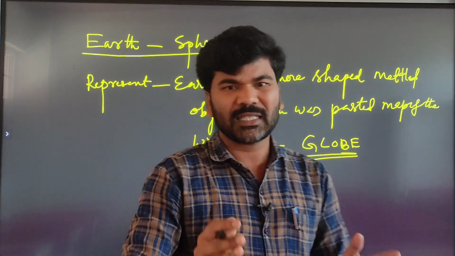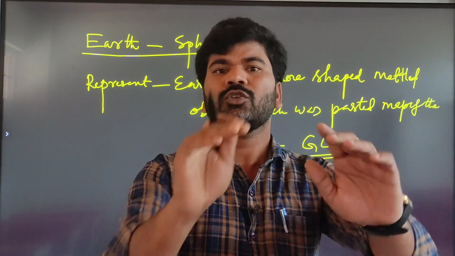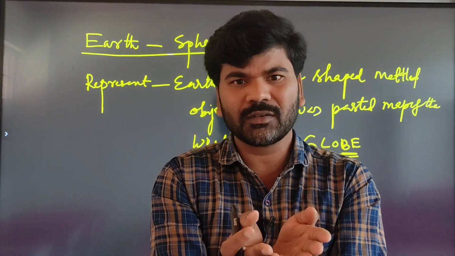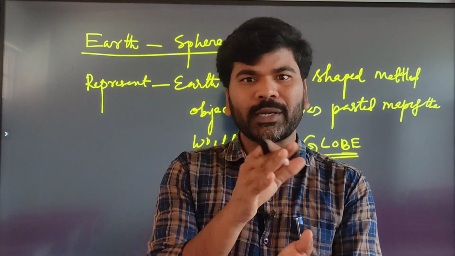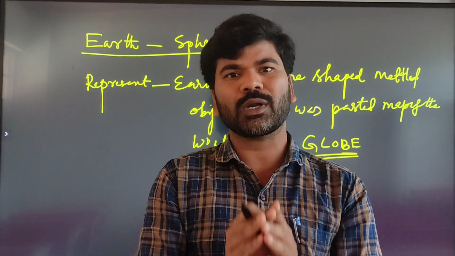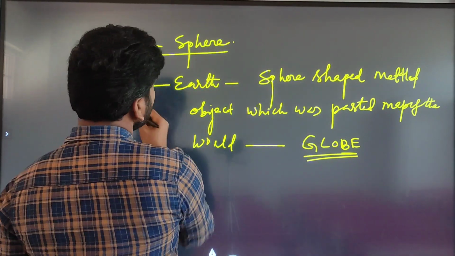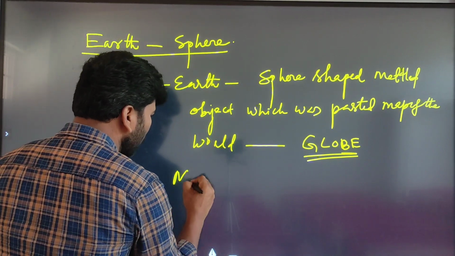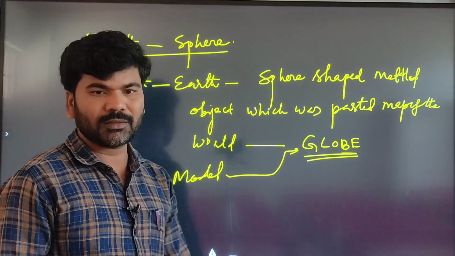So the globe is nothing but the accurate model of the earth. The sphere-shaped object, made of metal or plastic, on which we have pasted a map of the world, is called a globe. The globe is the accurate representation of the earth. The globe is called the model of the earth.